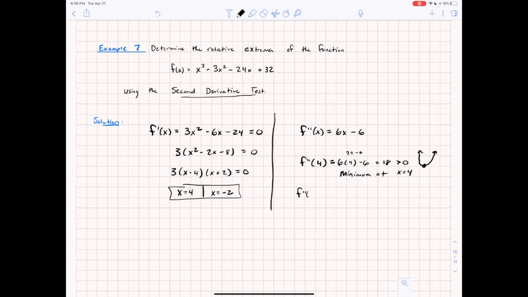If I go through and plug in negative 2, this would be 6 times negative 2 minus 6. Well, this result would be negative 12 minus 6, which is negative 18, which is less than 0. So that implies that I'm concave down inside that interval, wherever c is, in this case negative 2, meaning at negative 2, I have a relative maximum.